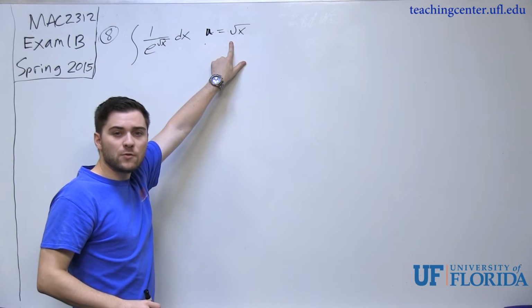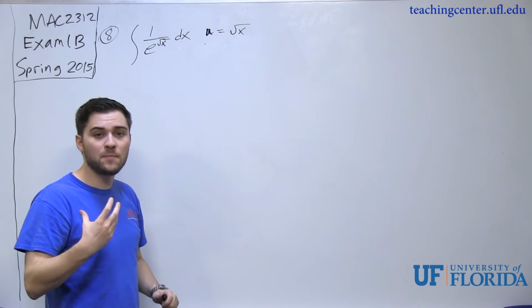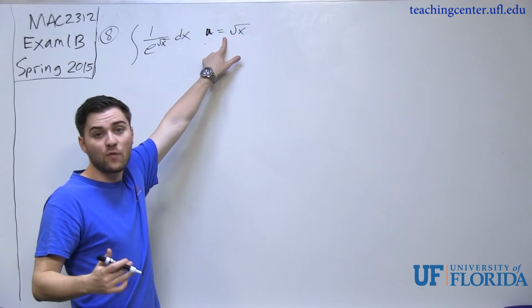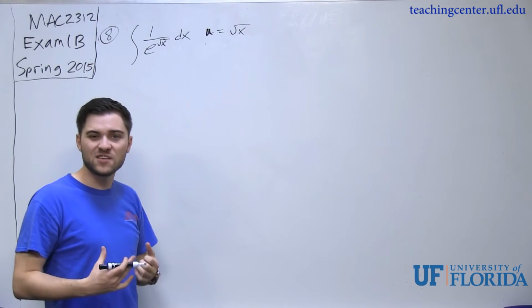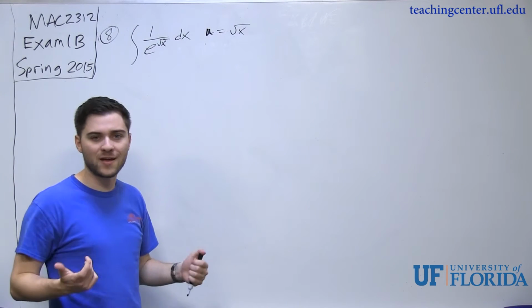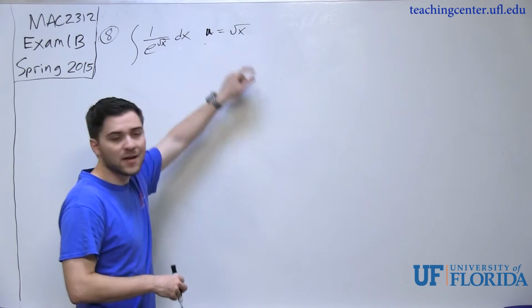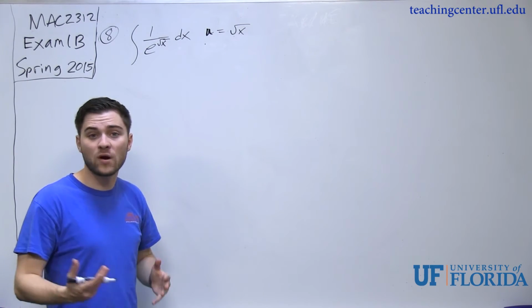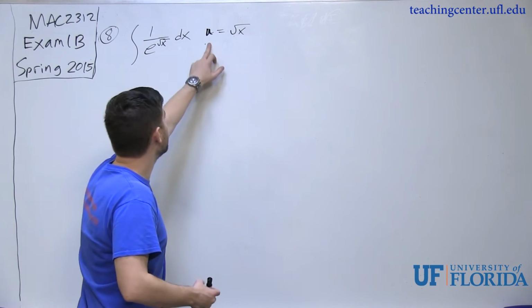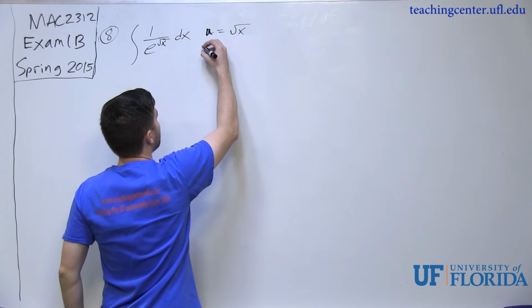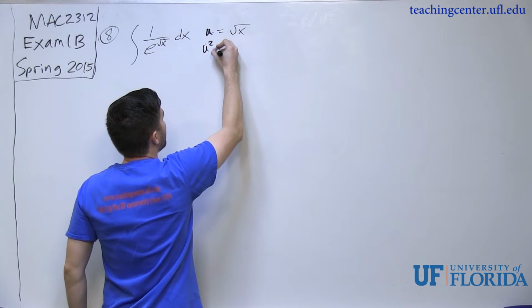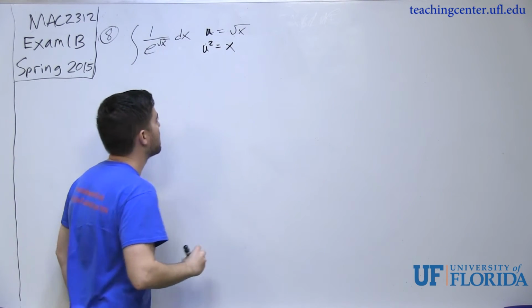Remember, what you can always do, though, is with u substitution, you can manipulate this top equation however you want. You just can't really do much to the du term. You can only really multiply and divide by constants. But here, I could square, add, subtract. I can do whatever I want, really. So what I'm going to do is square both sides. u squared is equal to x.